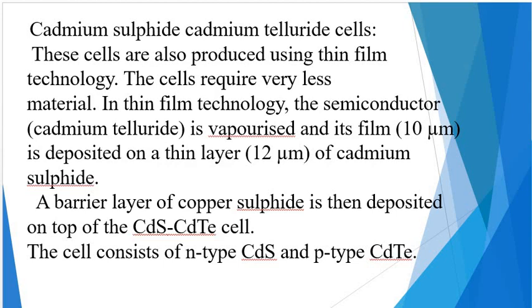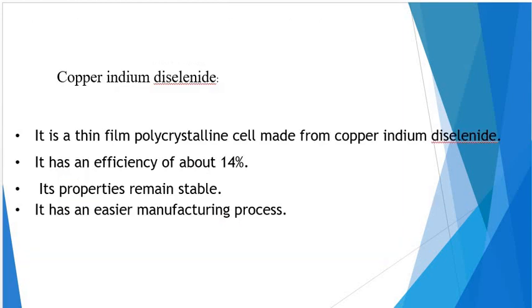Cadmium sulfide and cadmium telluride cells. The cells are produced using thin film technology. It requires less material. The semiconductor cadmium telluride is vaporized and its film of thickness 10 micrometer is deposited on a thin layer of 12 micrometer of cadmium sulfide. A barrier layer of copper sulfide is deposited on the top of the cadmium sulfide and cadmium telluride cell. The cell consists of N-type cadmium sulfide and P-type cadmium telluride.